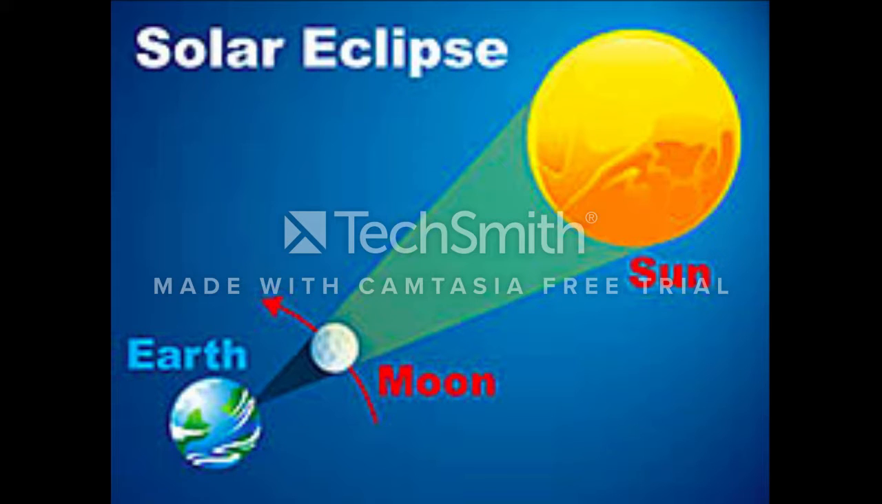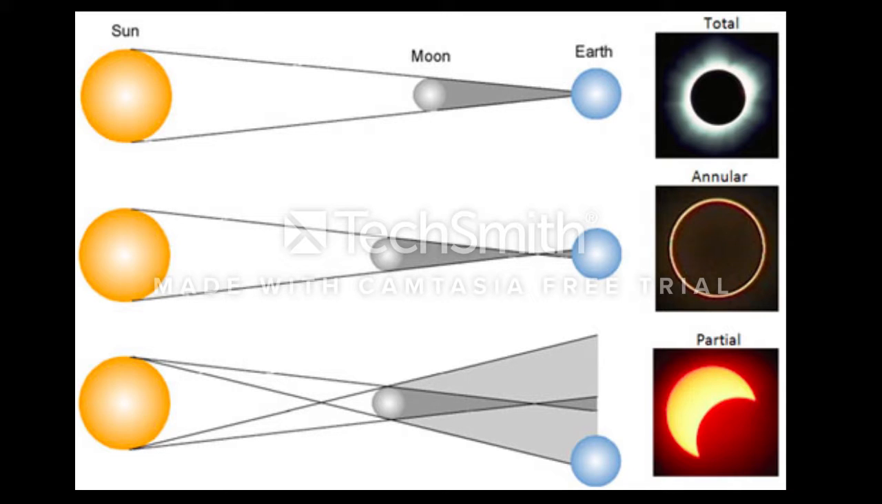So what happens during a solar eclipse? A solar eclipse is when the Moon comes between Earth and the Sun. A solar eclipse can only happen during a new moon. When the new moon is between Earth and the Sun, it blocks the sunlight from Earth, and we see only the dark moon's shadow. There are three types of solar eclipses, which include total, partial, and annular.